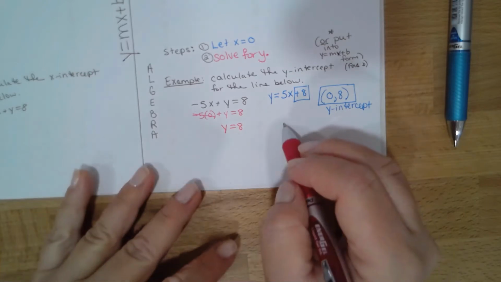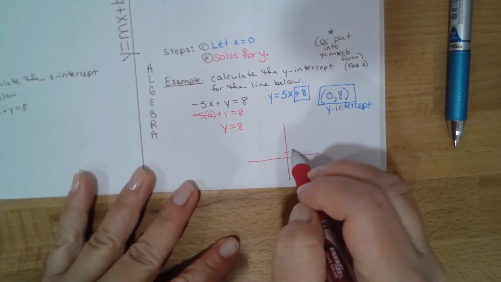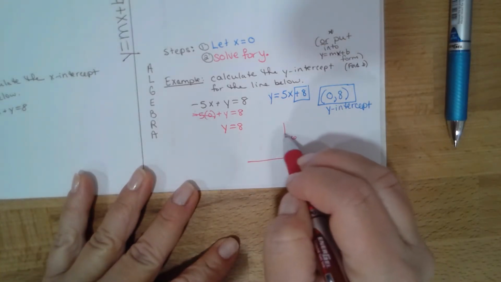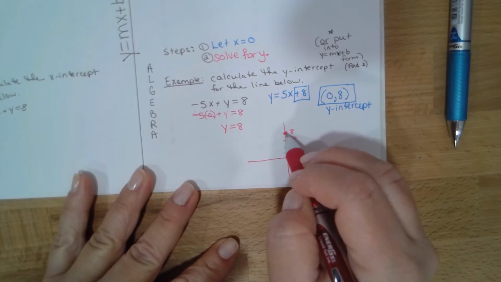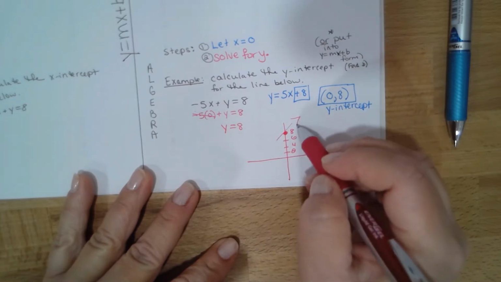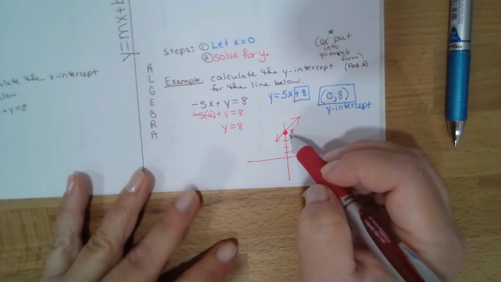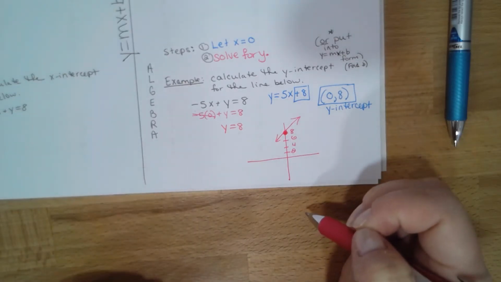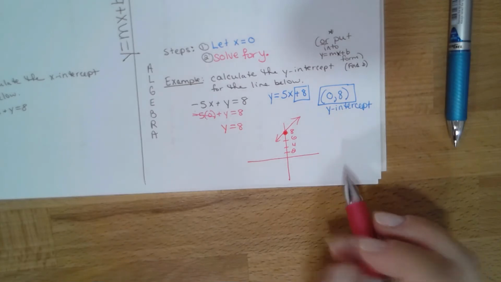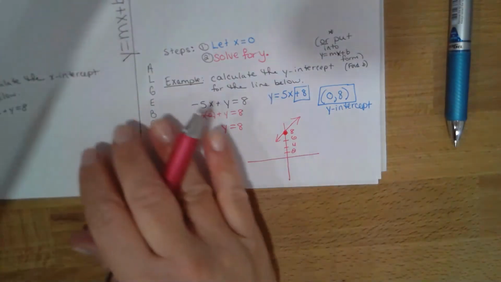So if I was to graph that, my line would intercept the y-axis at 8. Okay, I'm going to do another example later with you, but let's move on to the x-intercept.